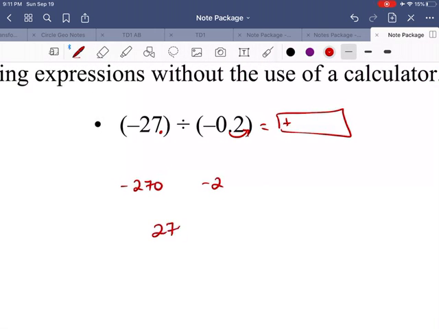So 270 divided by 2. 2 into 2 goes once. Pull down the 7. 2 into 7 goes 3 times. I get 6. And 2 into 10 goes 5 times. All right, so 270 divided by 2 is 135. Positive.